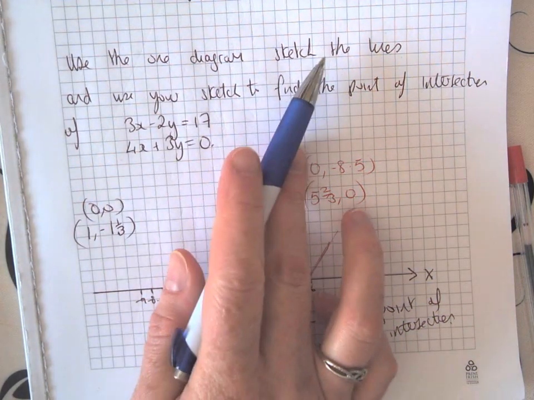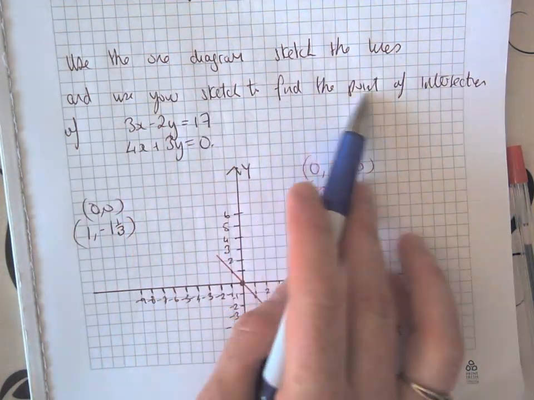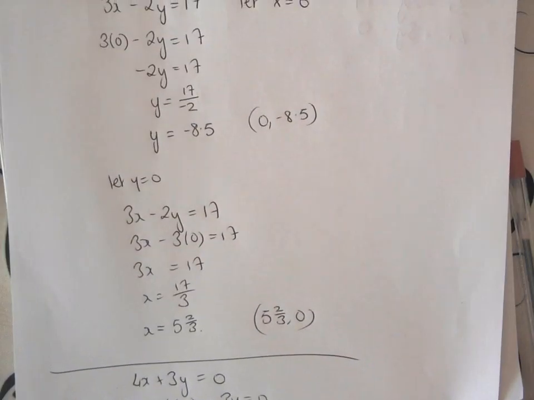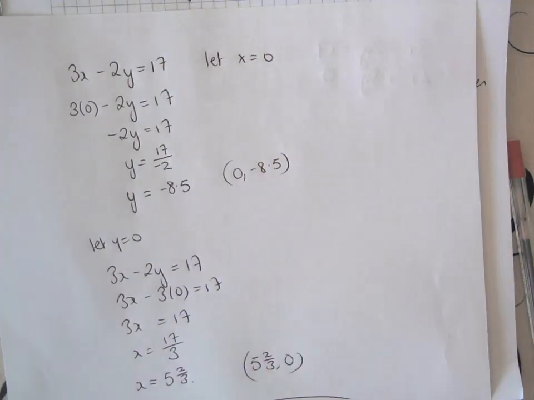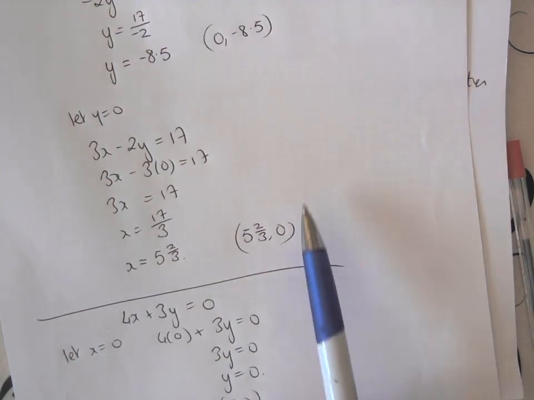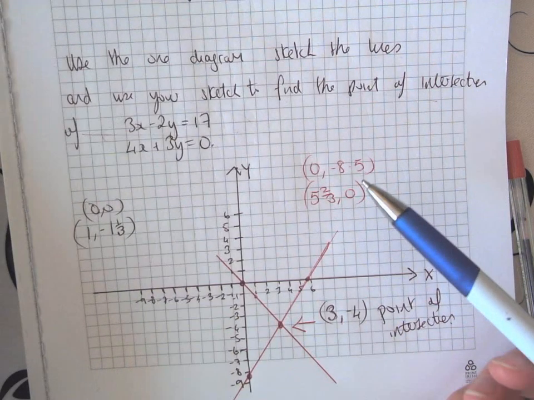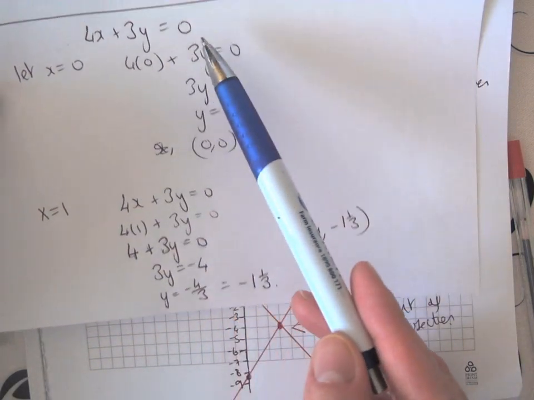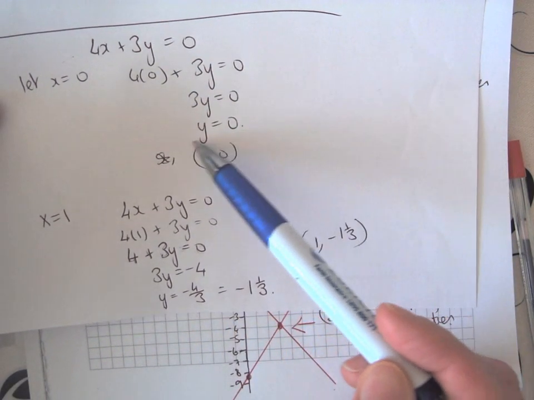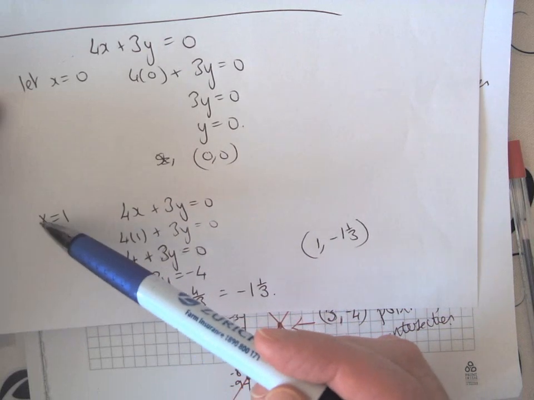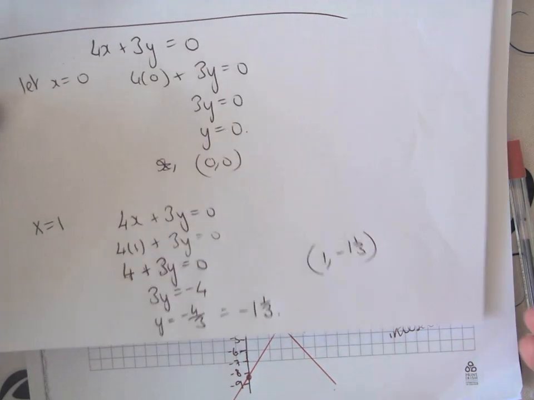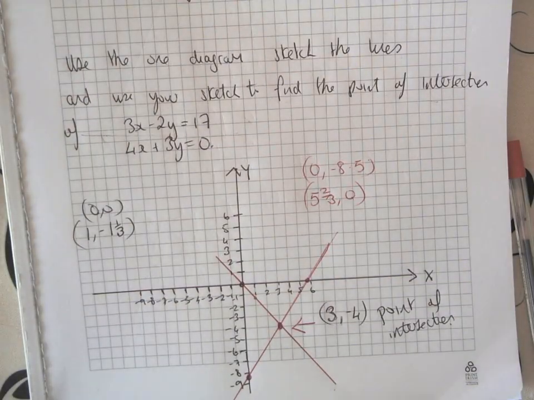It says use one diagram, sketch the lines, and use your sketch to find the point of intersection. And here are your two lines. So remember how we do it: we let x equal to 0, find y, let y equal to 0, find x. So there are 2 points for one of the lines. We put them on, we get our line. And then let x equal to 0 in the second line. We ended up getting 0, 0, so then we pick any other number. So 1 is fine for x, and find the y value, because you just need 2 points to be able to draw a line.